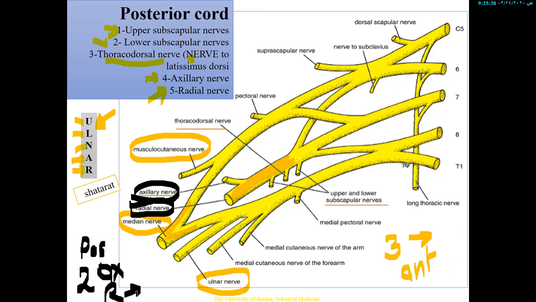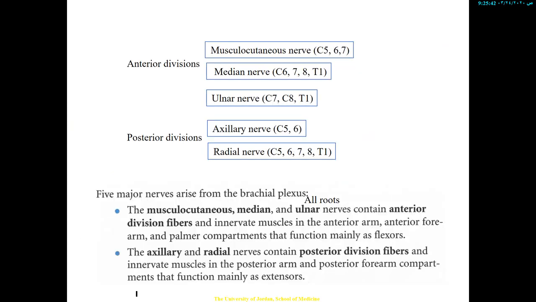So ultimately, out of the whole brachial plexus, we need to focus on these nerves and you need to memorize their root value. Out of the lateral cord, as you can see, it is the musculocutaneous nerve. Root value C5, 6, and 7. So it takes from C5, C6, and C7. Now, median nerve, it takes from C6, 7, 8, T1. What does this mean? How to memorize this? It takes all the roots of the brachial plexus except C5. So the median nerve, by all means, is a huge nerve.